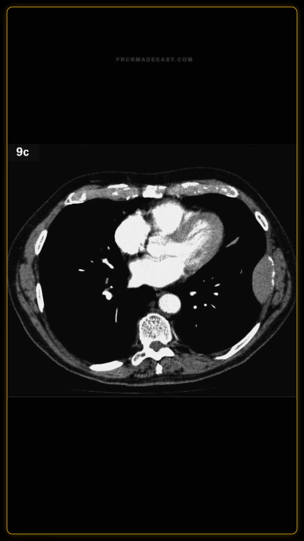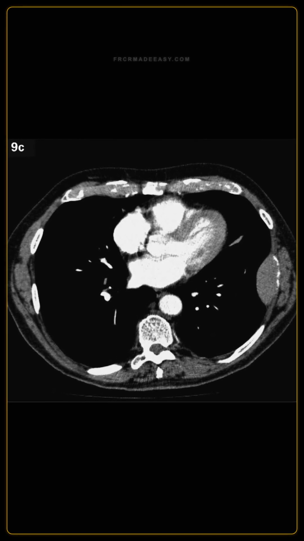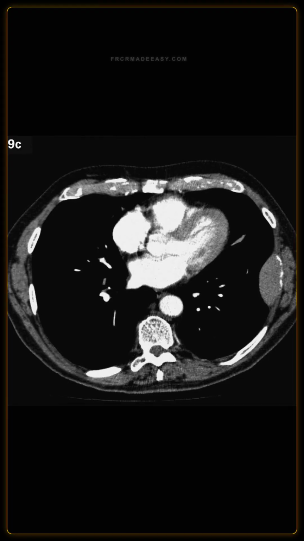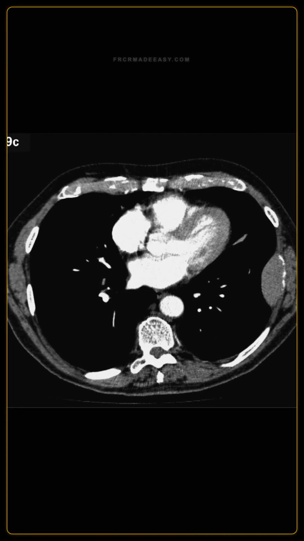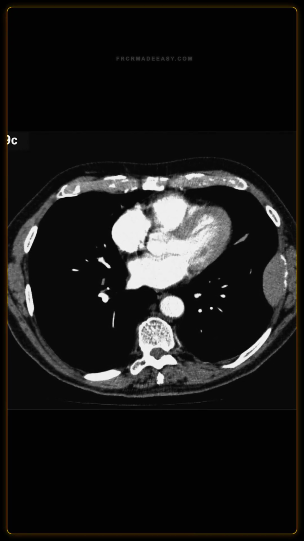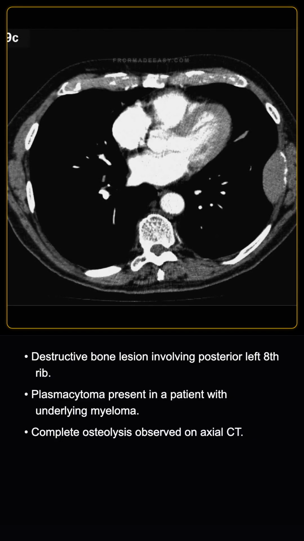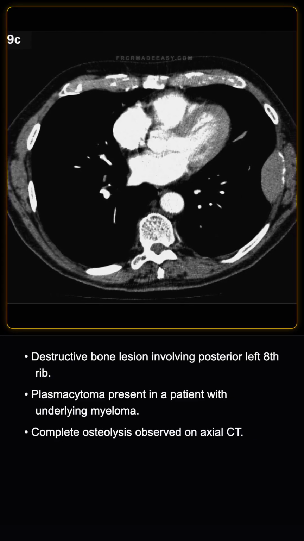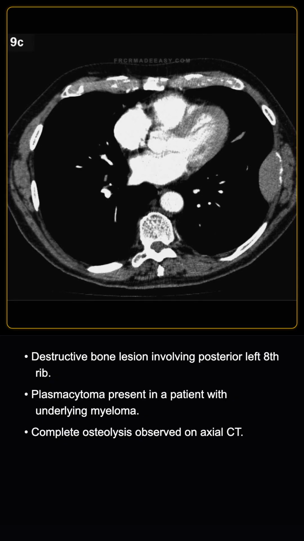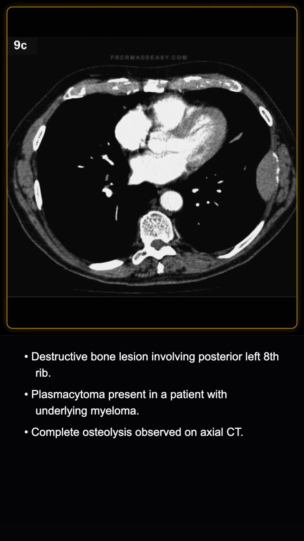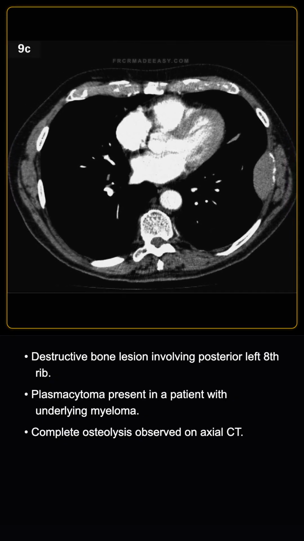Let's look at another rib-associated lesion. I am showing you an axial CT of a different patient. What finding is demonstrated here, and what is the underlying diagnosis? In that case, this axial chest CT demonstrates a destructive bone lesion causing complete osteolysis of the posterior left eighth rib. This appearance represents a plasmacytoma in a patient with underlying myeloma.